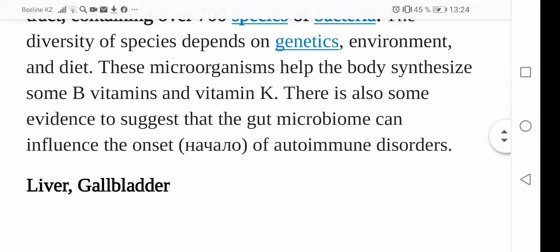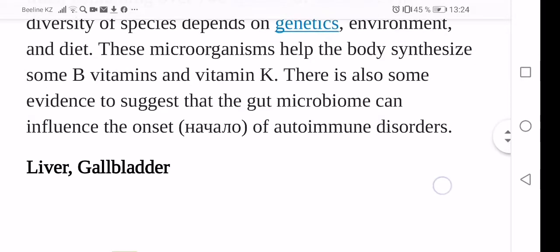These microorganisms help the body synthesize some B vitamins and vitamin K. There is also some evidence to suggest that the gut microbiome can influence the onset of autoimmune disorders.